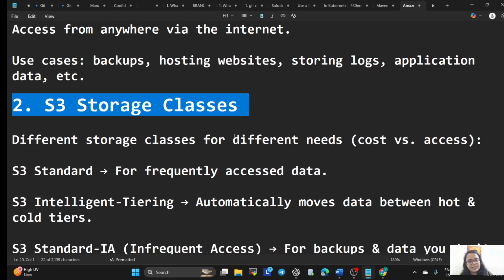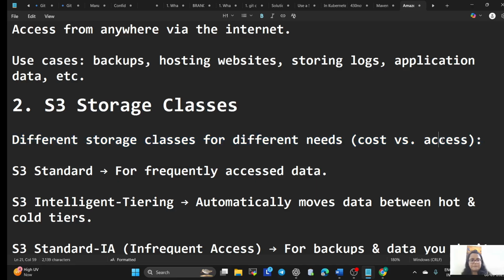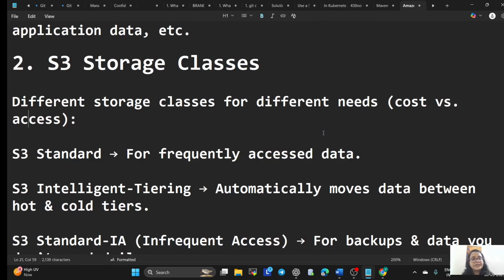Different storage classes for different needs. As I told you previously, cost versus access. So if we are taking the storage classes, we have to understand which storage class we have to take, because if there is some small organization who cannot afford the huge costs of AWS, which storage class do they need? If some people are requesting their data and they want to get it in a second, what kind of storage will they buy?